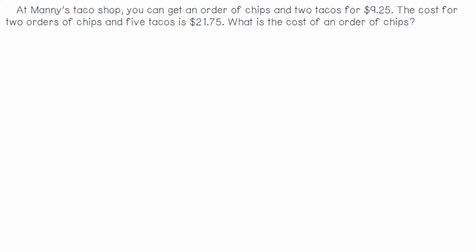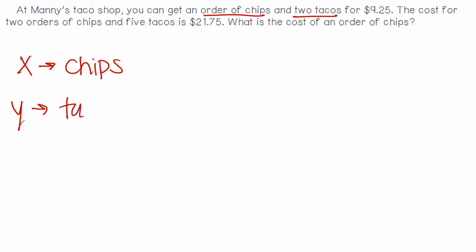It says at Manny's Taco Shop, you can get an order of chips and 2 tacos for $9.25. The cost for 2 orders of chips and 5 tacos is $21.75. What is the cost of an order of chips? So for this problem, we're going to label our variables. Your variables are what you're talking about. So the first thing that we're talking about is an order of chips. So X is going to be chips. Y is going to be tacos. That's what we're talking about in the problem. We're going to buy chips and tacos.